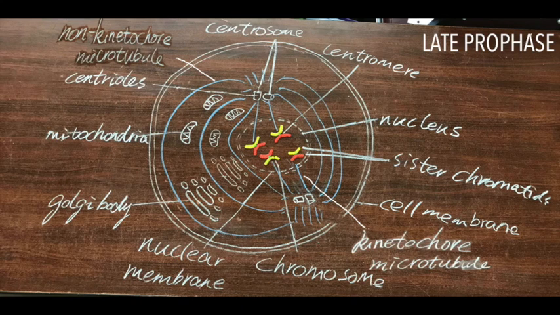The nuclear envelope begins to break down, and the centrosomes are now at about 12 and 5 o'clock, almost at opposite ends. The kinetic core microtubules invade the nucleus and start to interact with the chromosomes.